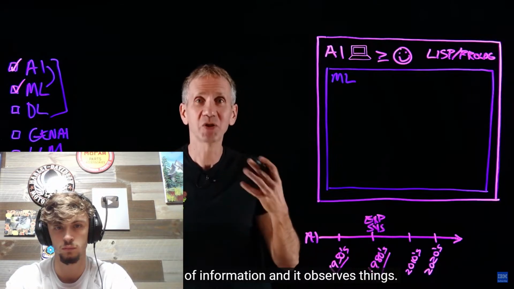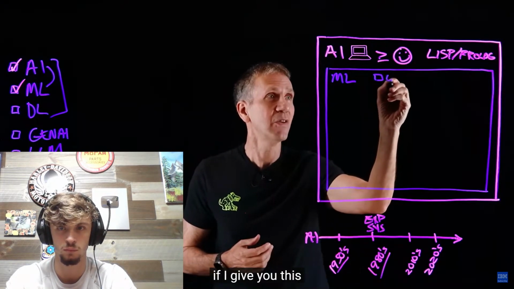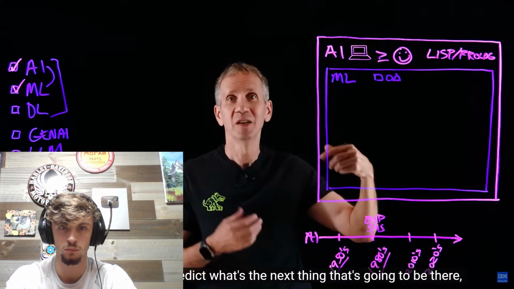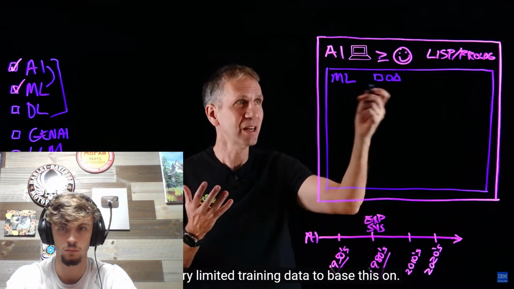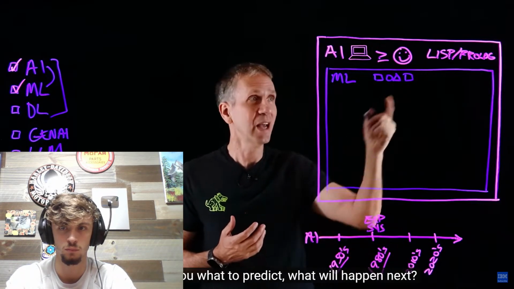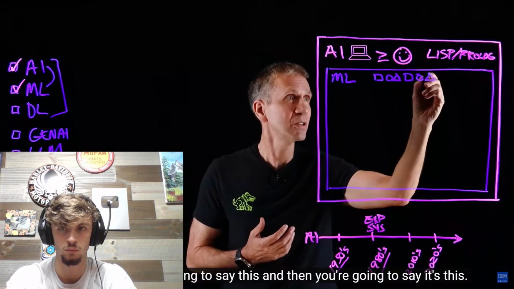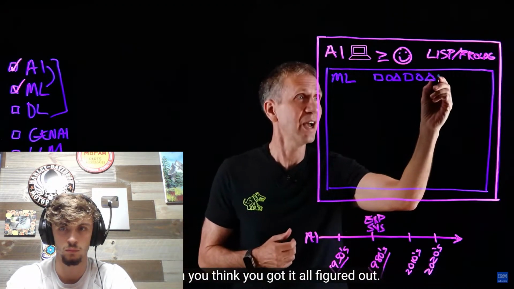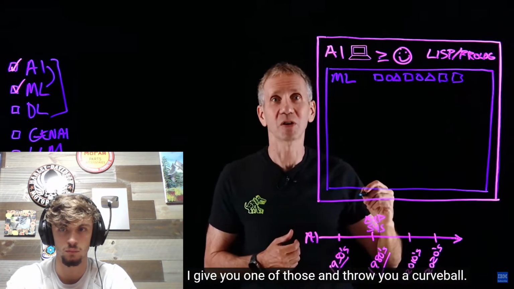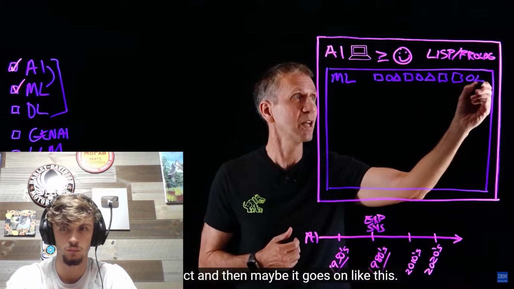I give it lots of information and it observes things. So for instance, if I start doing this, if I give you this and then ask you to predict what's the next thing that's going to be there, well, you might get it, you might not. You have very limited training data to base this on. But if I gave you one of those and then ask you what to predict would happen next, well, you're probably going to say this. And then you're going to say it's this. And then you think you got it all figured out. And then you see one of these. And then all of a sudden, I give you one of those and throw you a curveball. So this, in fact, and then maybe it goes on like this.